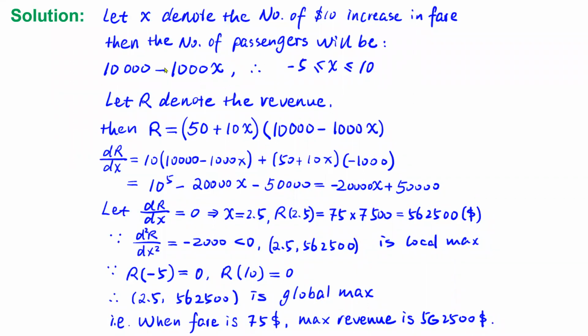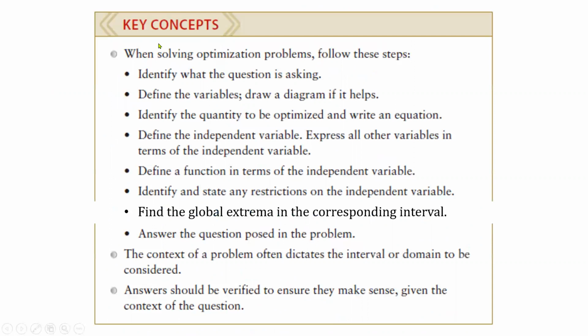Okay, if you don't have any questions, let's make a summary of today's key concepts. First one, solving optimization problems. You can just follow these steps, right? First, identify what the question is asking. Then define the variables, draw a diagram if it helps. Then identify the quantity to be optimized and write an equation. Next, define the independent variable. Express all other variables in terms of the independent variable.